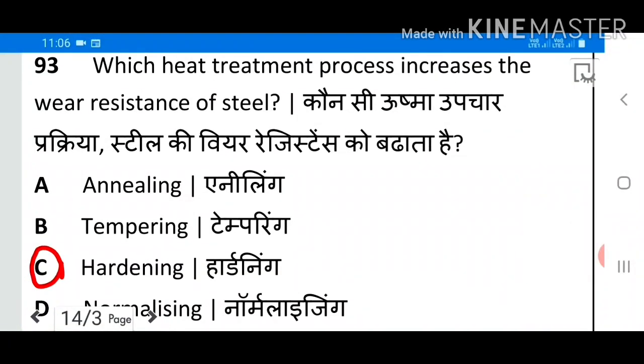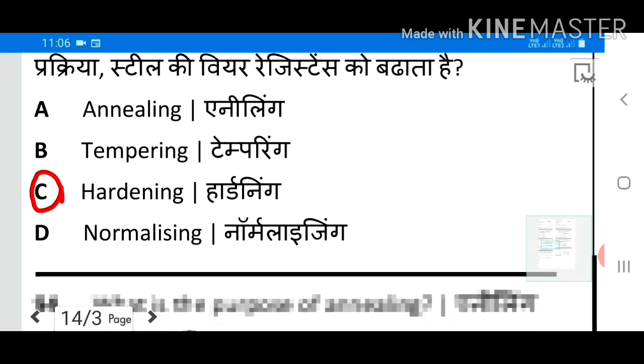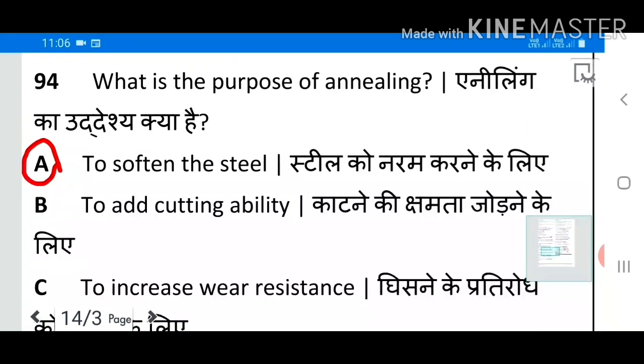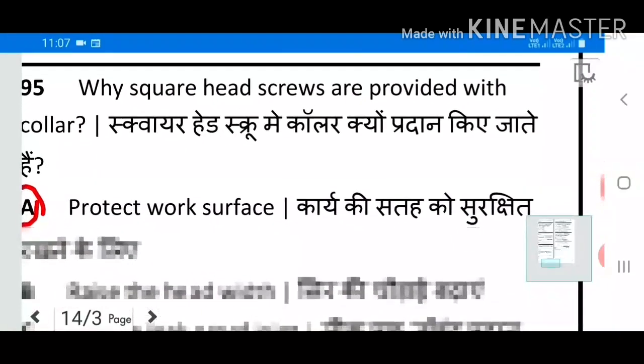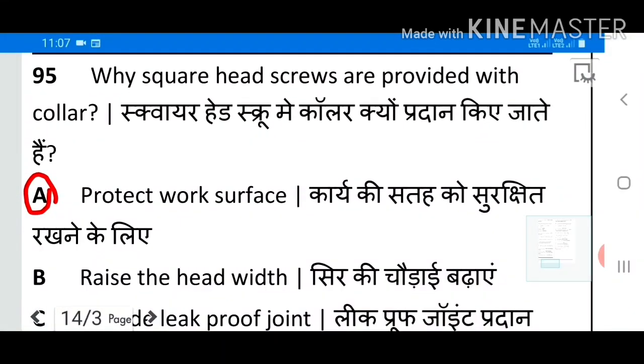93. Which heat treatment process increases the wear resistance of steel? Answer C. Hardening. 94. What is the purpose of annealing? Answer A. To soften the steel. 95. Why are square head screws provided with collar? Answer A. Protect work surface.